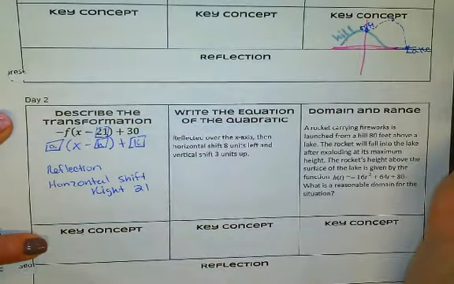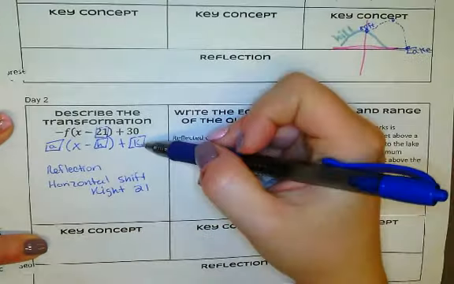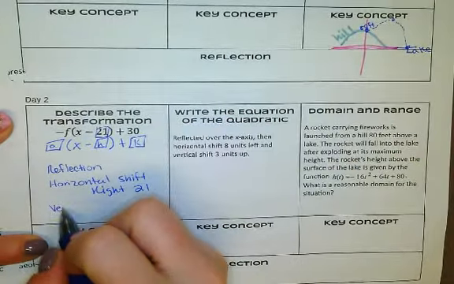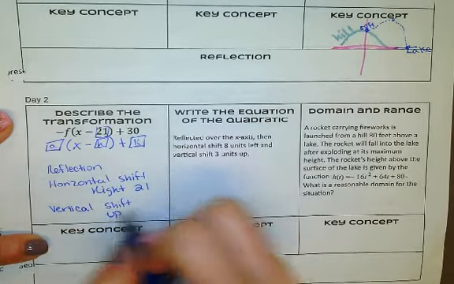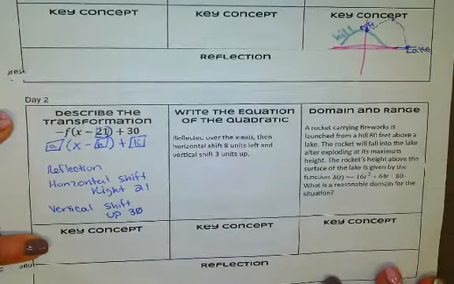A common mistake is to say left because you're including this minus or negative sign with the H, when in fact it's with your vertex form formula. K would be a vertical shift. This one would be up 30.